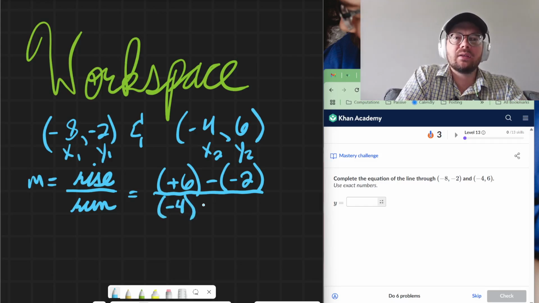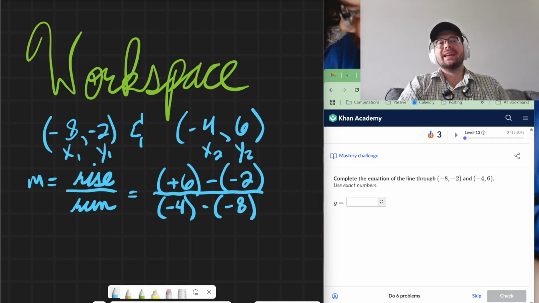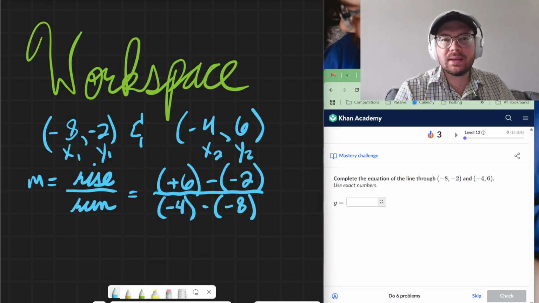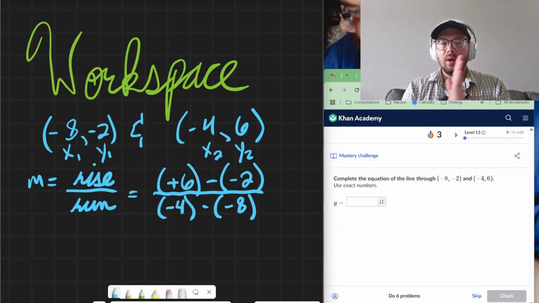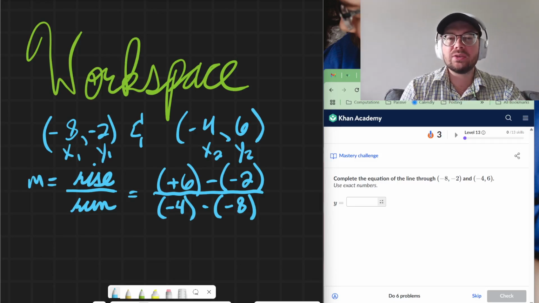And here, you actually would want to subtract them in the same order. This is one thing that you want to be careful of. What I just did was I did y2 minus y1 over x2 minus x1. I did the 2 and then the 1. It's okay to do the 1 and then the 2.